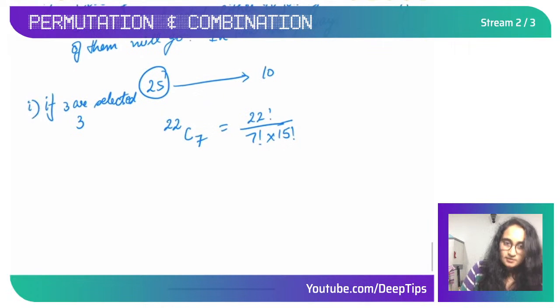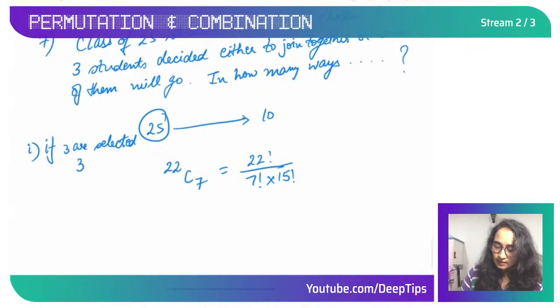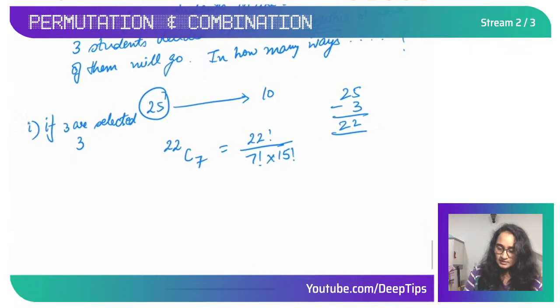This is the first case, the condition that those children gave, that they will join together or they will not go. So I am assuming that while selecting 10 students, the 3 friends are selected, so they will go automatically, and the remaining 7 will be selected from the 22, because I am subtracting these friends here. Now the second case.